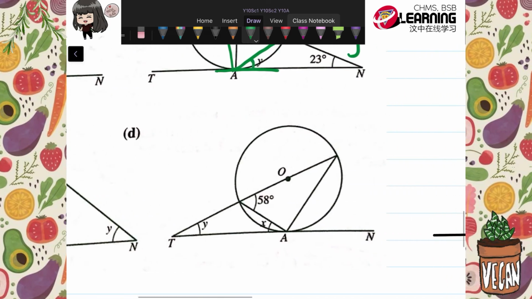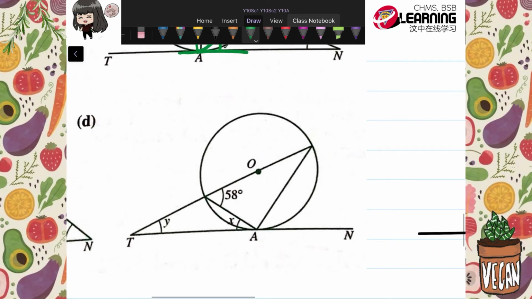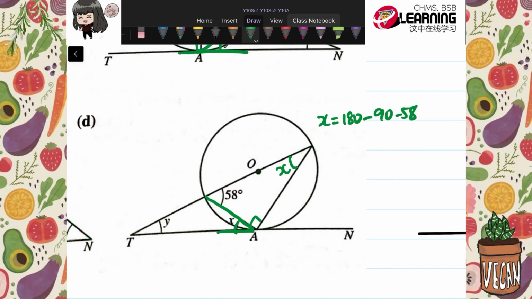Okay, for D, I will teach you how to do D. So this is angle in a semicircle, 90 degree. Okay, you see this is diameter, this is 90 degree. This one, according to theorem number 9, you see, this is tangent line, right? If this is tangent line, this is chord, then you can say that this x will be equal to the alternate segment here, which is also this x. Okay, so here to find x, we just use 180 minus 90 minus 58.